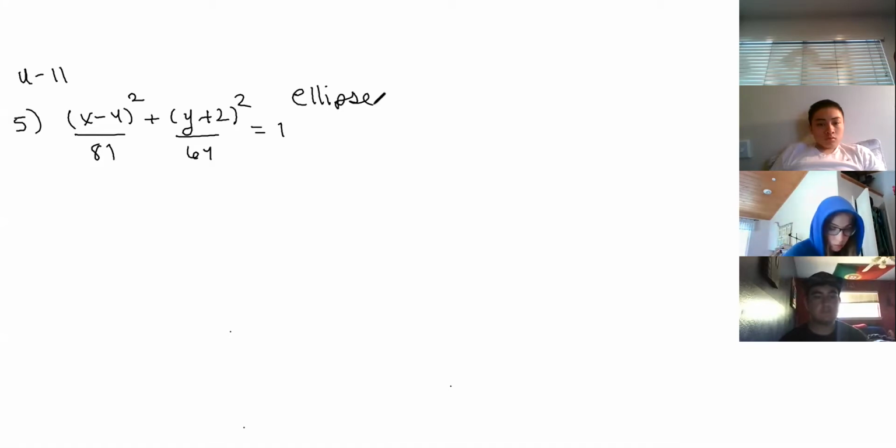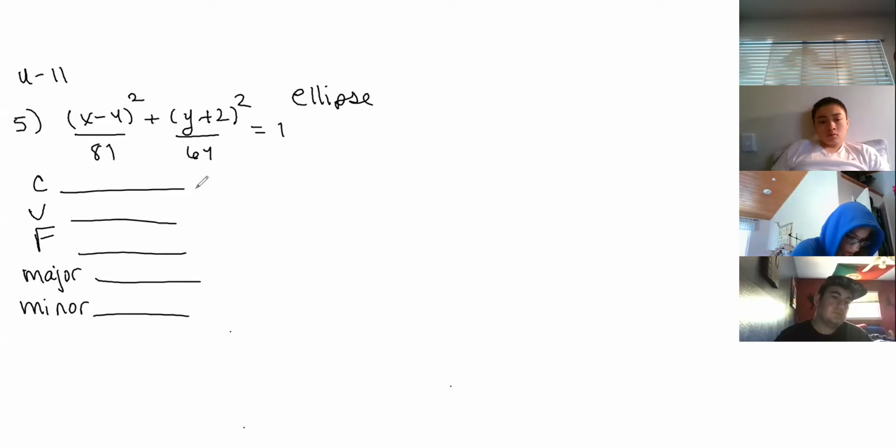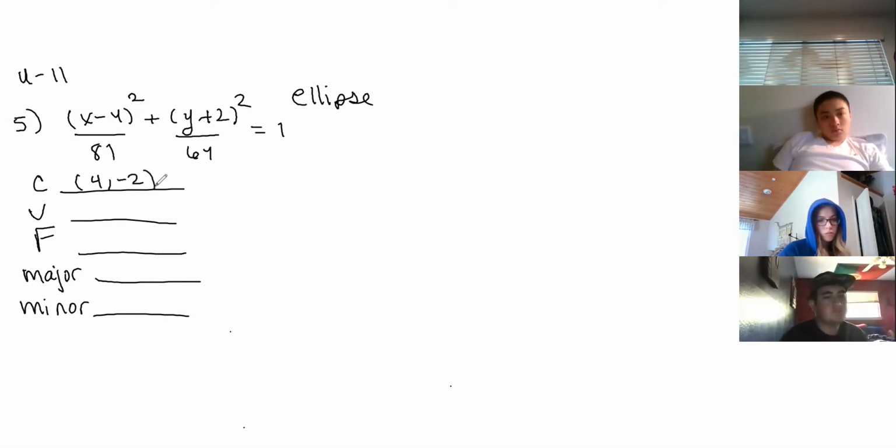And what does it tell us to find for the ellipse? Well, we find the center. It doesn't ask for it, but we need the center. The vertices, the foci, the length of the major and minor axis. All right, what is the center? Opposite of the insides for both of them. What's the center? 4, -2. And then I'm going to sketch it and figure out everything else.